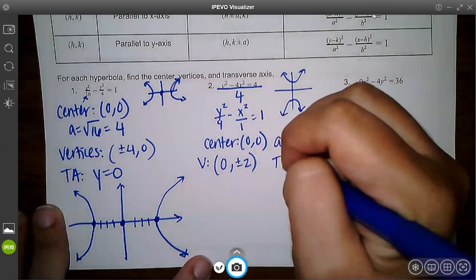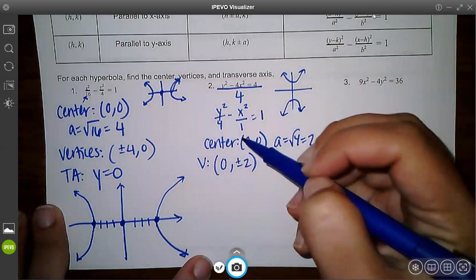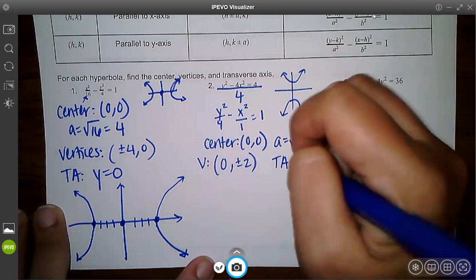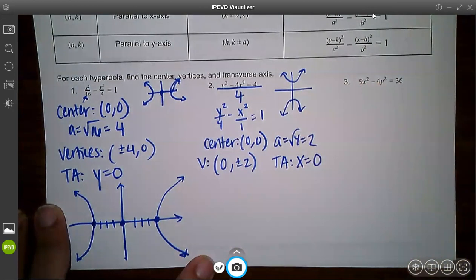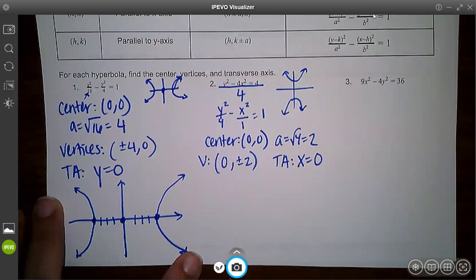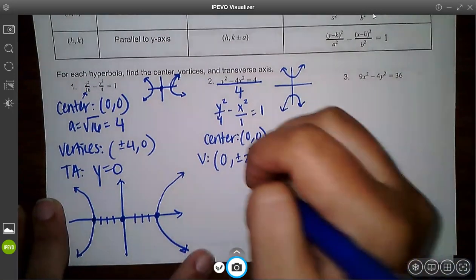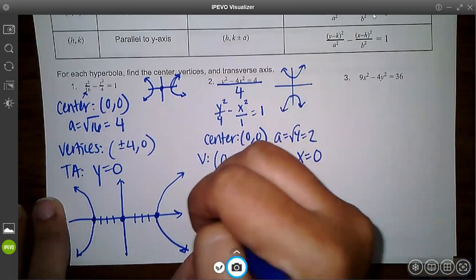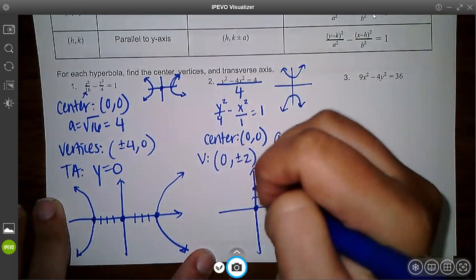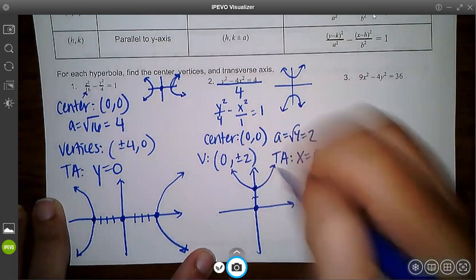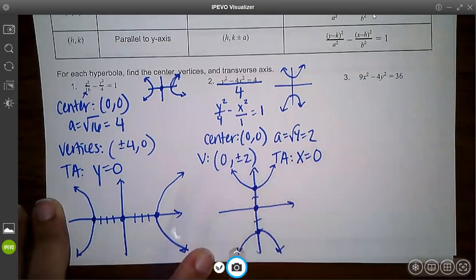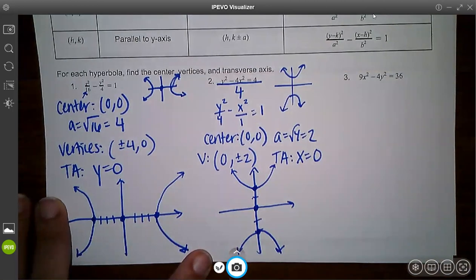Your transverse axis is always the one that stays the same between your center and your vertices. So this would be x equals 0, the line x equals 0. When I graph these, my center's at 0, 0, up to, down to. Questions so far?